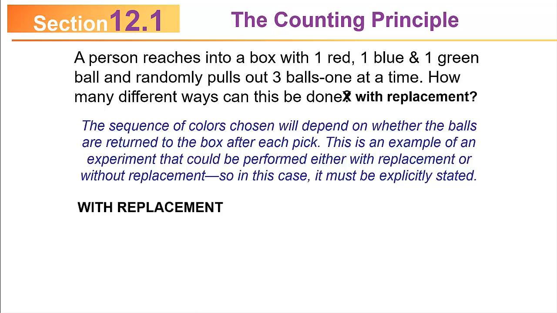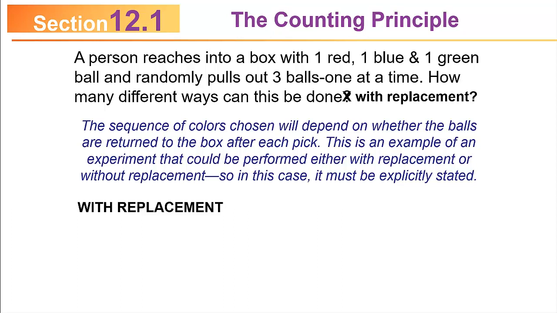Suppose I say we're doing this with replacement. In other words, I'm going to reach into that box that has one red, one blue, and one green ball in it and pull out the balls one at a time with replacement. That means I draw out a ball, look at the color, put the ball back in, shake them up, and then draw a second time, look at the second ball, put it back in, again, shake them up, scramble them up, and then draw a third time.